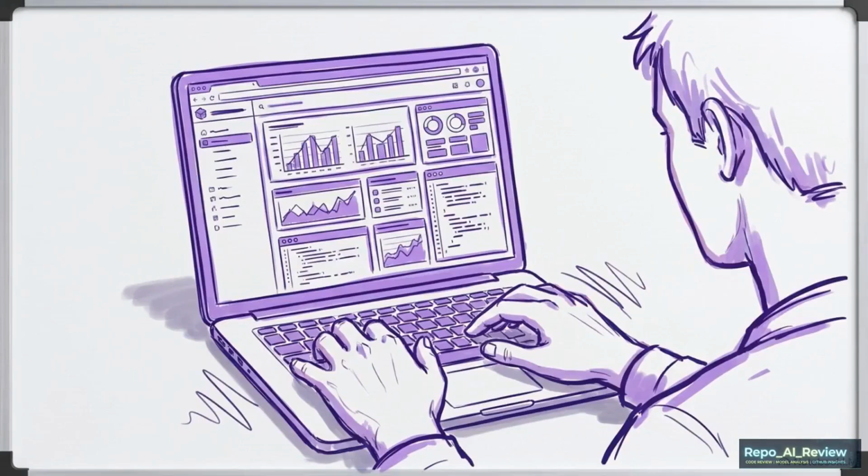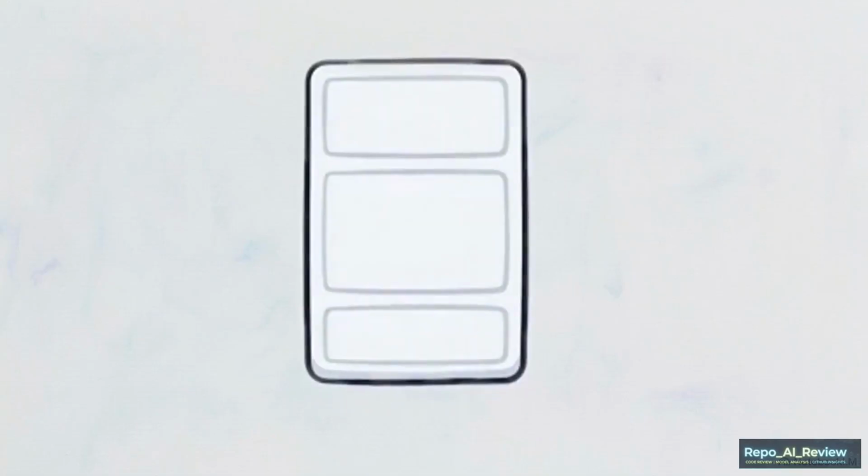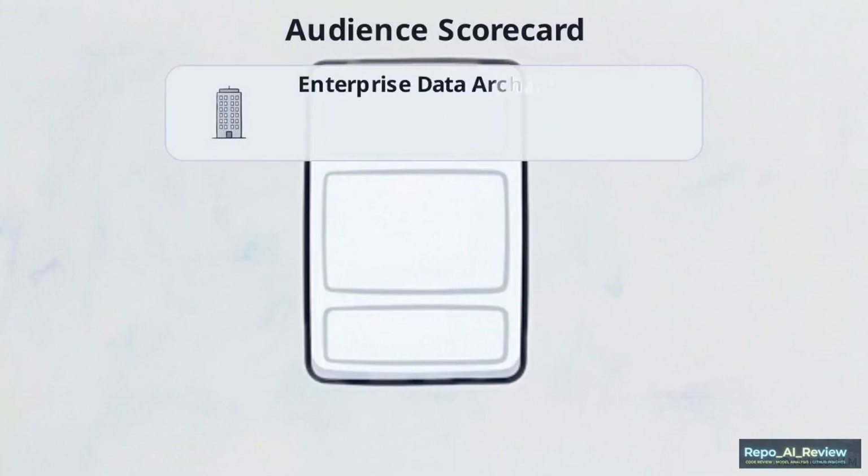Litlyx does not pretend to be a universal solution. It is a highly targeted tool built for specific workflows. Look at this audience scorecard. Your decision relies on which of these three specific profiles matches your operation.